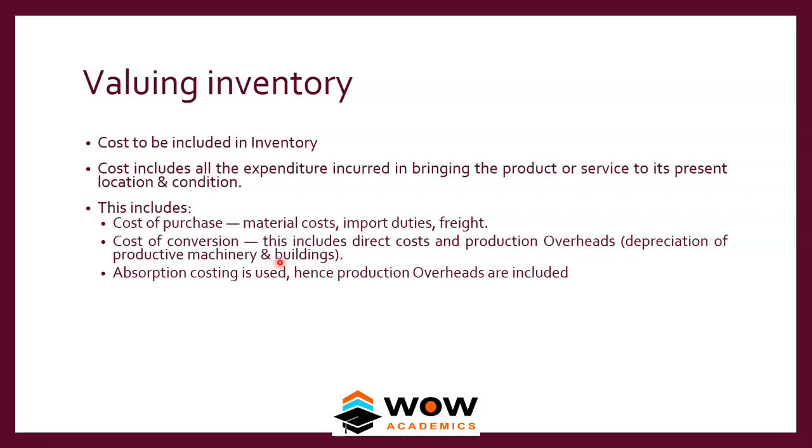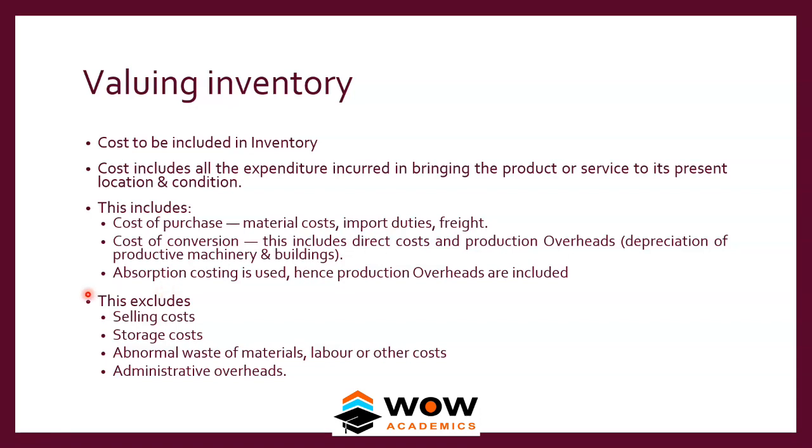and depreciation of productive machinery and buildings. For example, if you are going to create a finished product by using raw materials, then the direct labor cost, direct material cost, the production cost and depreciation of productive machinery and buildings, all these things you have to take into account to find out the value of the inventory. Absorption costing is used, hence production overheads are included. Some of the terms might be very new to you, so don't worry about that. When we do a problem, you will get a better idea.